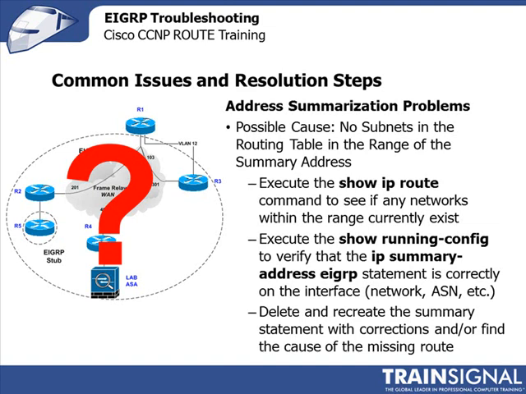So one of the ways to check is to do a show ip route command to see if any networks within the summarized range exist. You can also do show running-config to verify that the ip summary-address eigrp statement is correctly configured on the interface. It's the correct network, it's the correct autonomous system number, and so forth. And if it's incorrect, delete it and recreate it. It's a quick way to take care of a summary address issue.